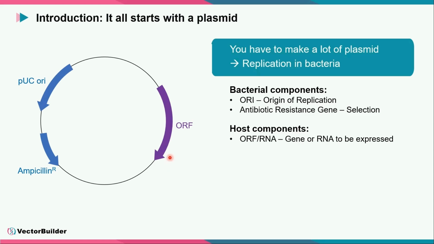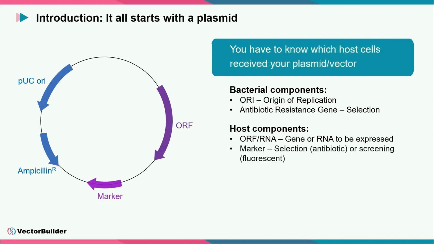And once we have a lot of copies of this, then we can start thinking about how to get it into our host cells. But there are a couple of components that we still need to make this work and to make this identifiable in our host cells. We want to know which host cells have actually taken up this plasmid or other vector. So we're going to want a marker here that can either be another antibiotic selection marker, for instance, puromycin, or it can be a fluorescent screening marker like EGFP that allows us to actually visualize which cells have this vector.